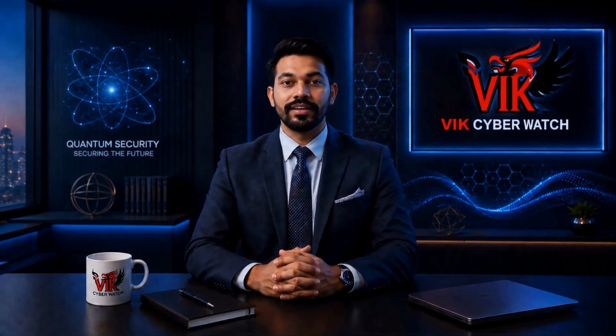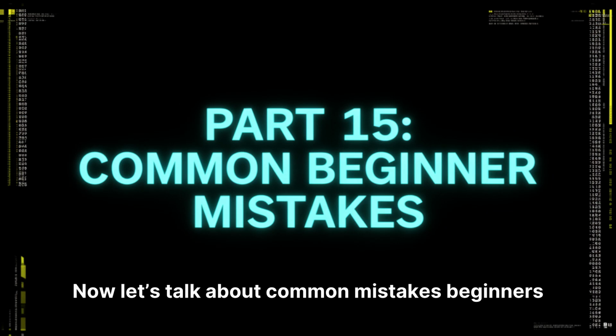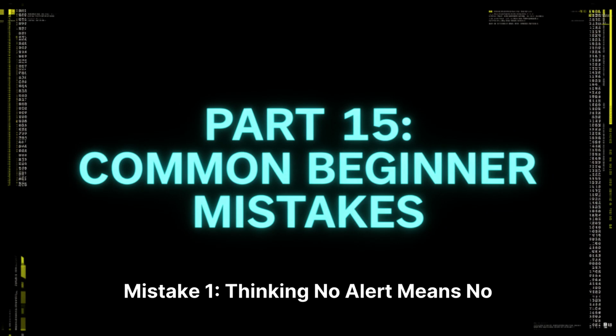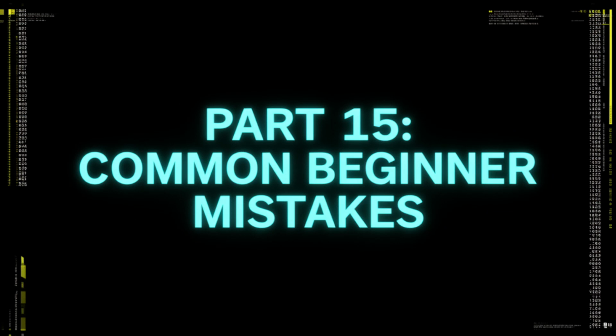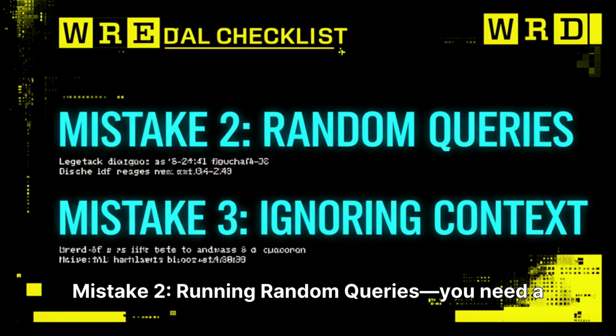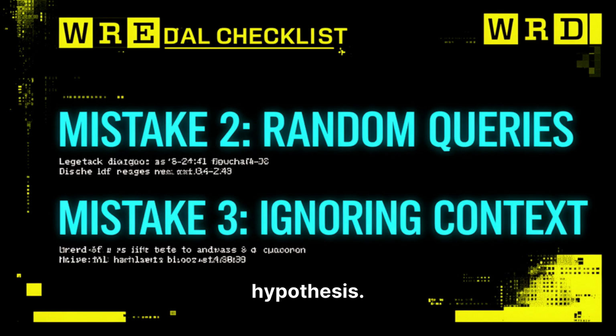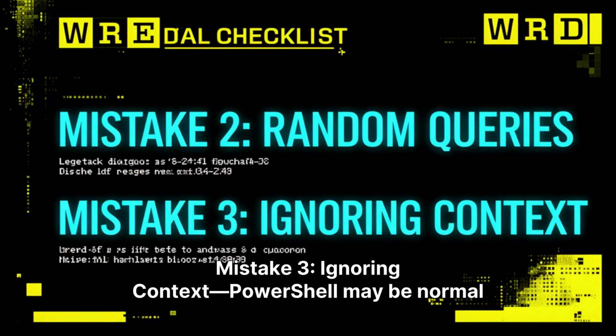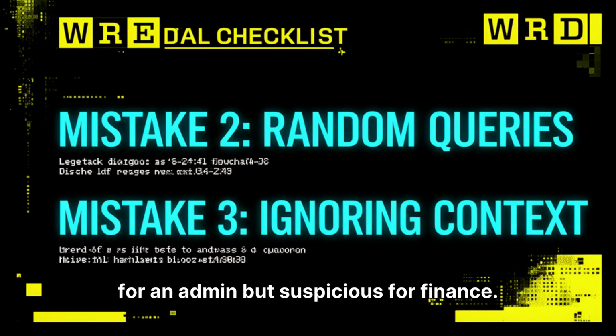Don't wait for alerts, start hunting. Now let's talk about common mistakes beginners make. Mistake 1. Thinking no alert means no threat. This is wrong. No alert only means no detection fired. Mistake 2. Running random queries. You need a hypothesis. Mistake 3. Ignoring context. PowerShell may be normal for an admin but suspicious for finance.